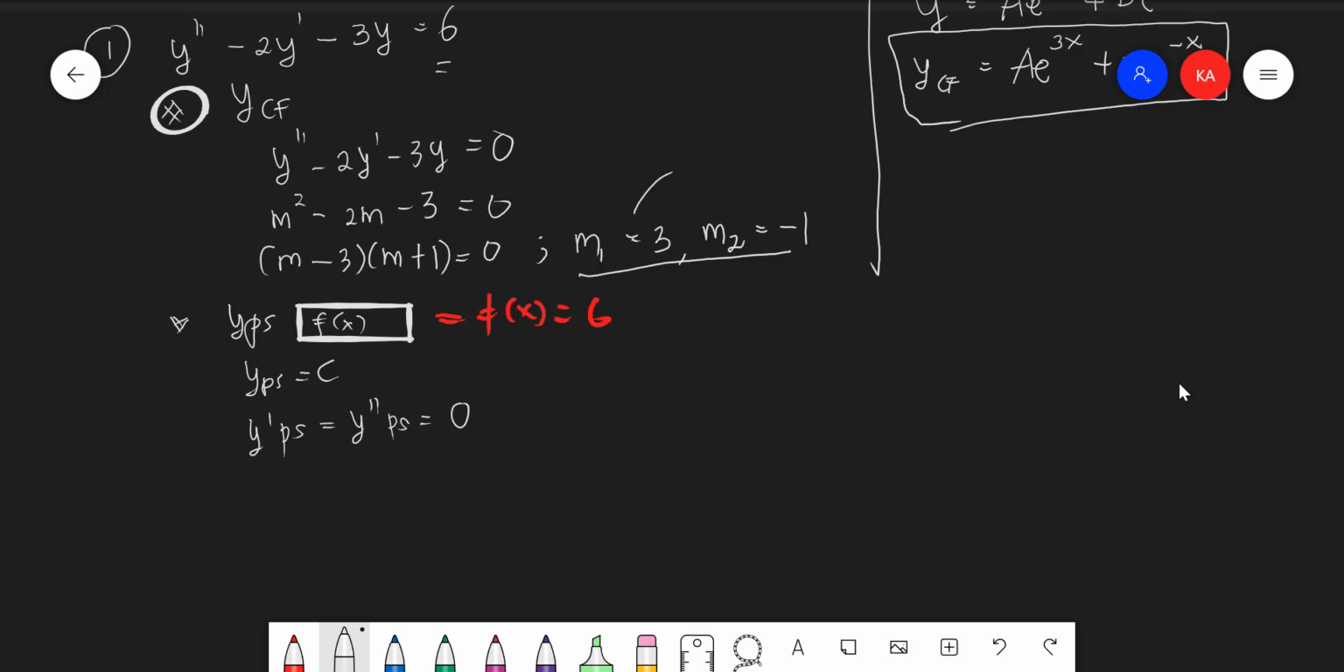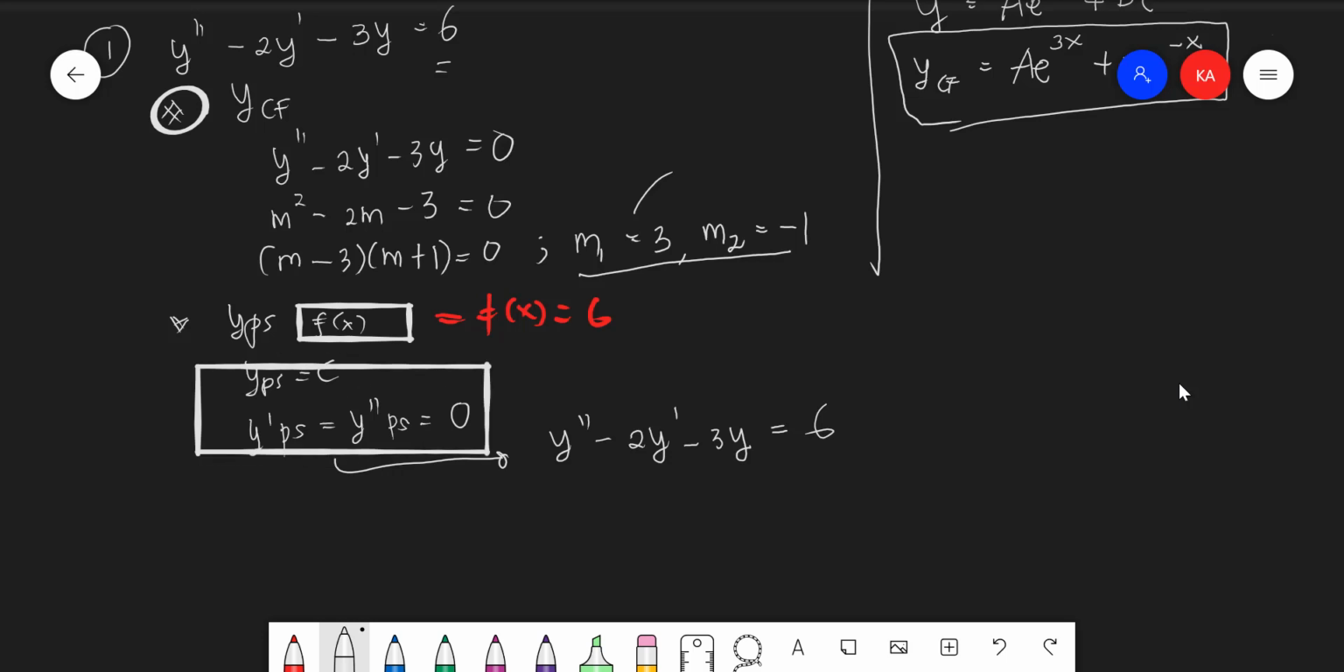So if we substitute into the equation, y double prime minus 2y prime minus 3y is equal to 6, right? So we substitute using this solution. We get y double prime is 0, minus 2y prime is also 0, minus 3 YPS is c. Okay, so this is equal to 6. So c is minus 2.